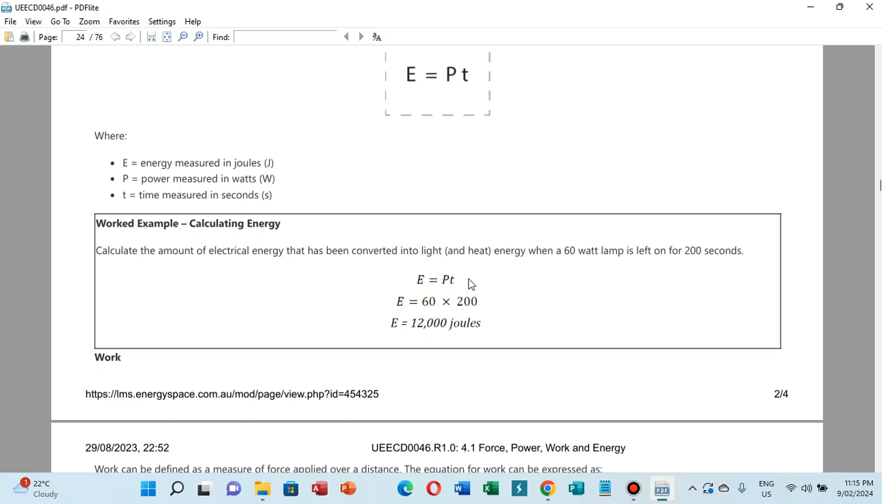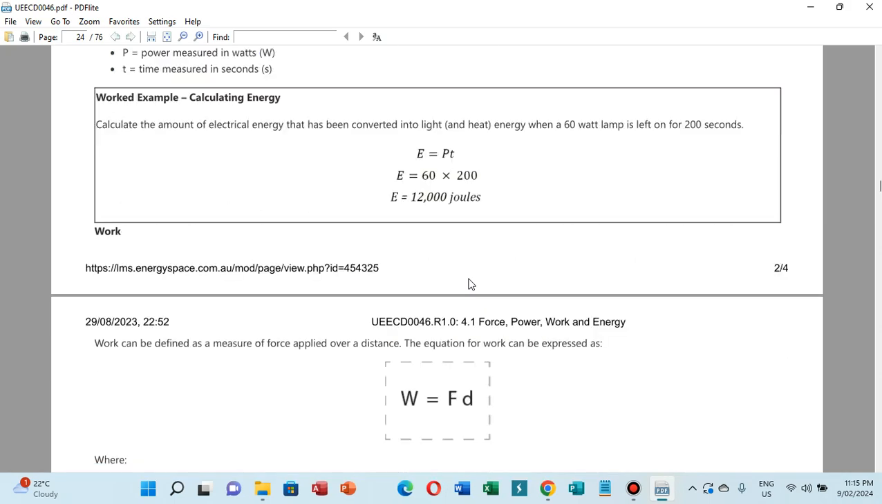In this case, if you know the power is 60 watt and the time is 200 second, then you can calculate the energy as 12,000 joules. This is the way you also calculate the energy.